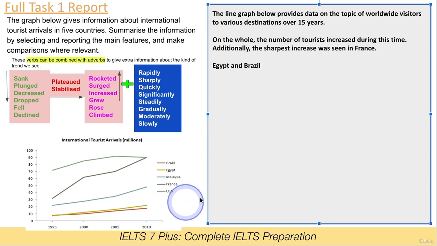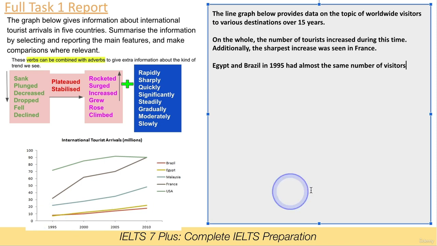So these lines at the bottom. In 1995, which is the starting point for our line graph, 1995 had almost the same number of visitors. Almost, not quite, but we can be a bit more. They're very close here, so that's okay. Had almost the same number of visitors, around 7 million. So there we go. They're basically in the same ballpark there.